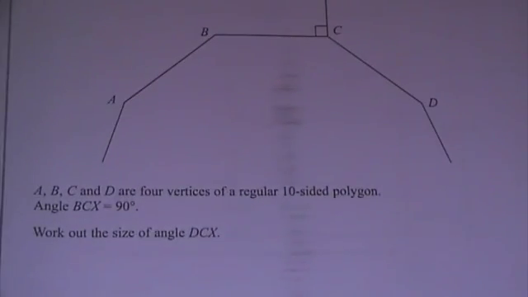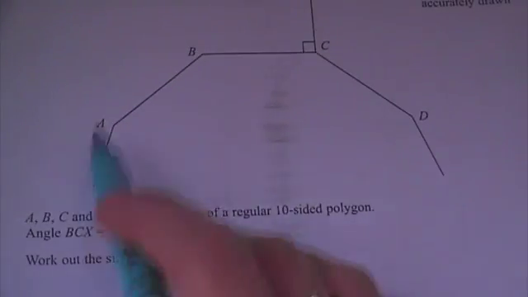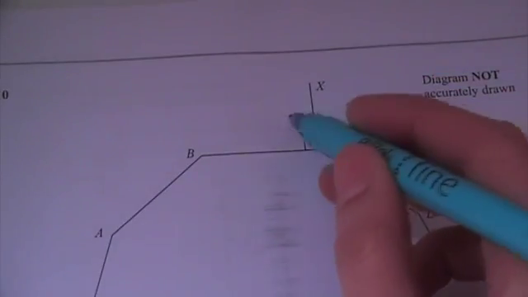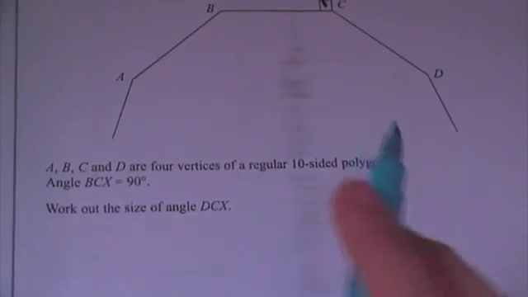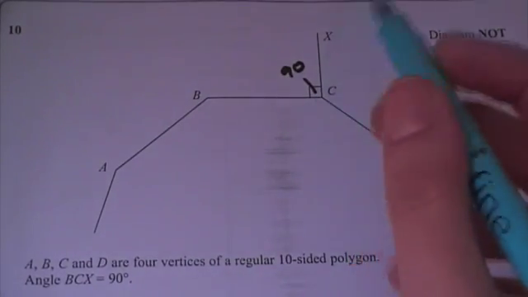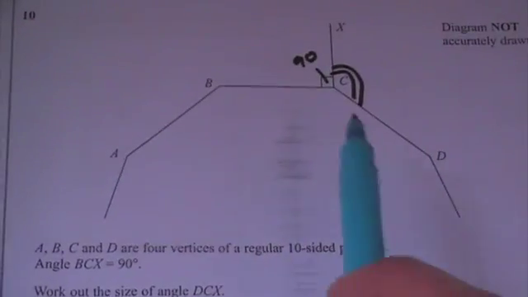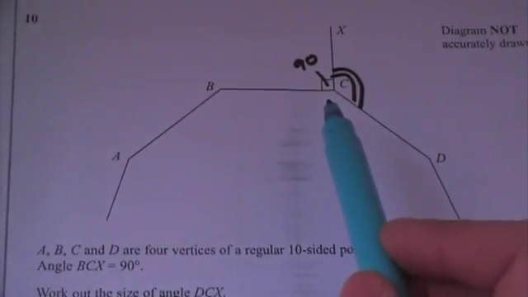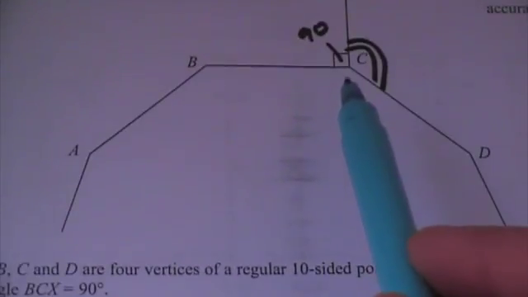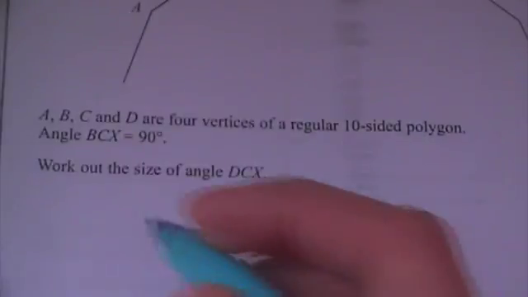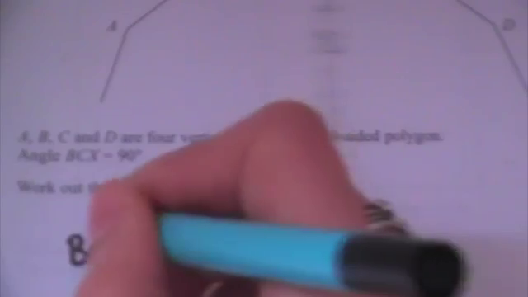Question 10. A, B, C and D are 4 vertices of a regular 10-sided polygon. Angle BCX is 90 degrees. Work out the size of angle DCX. So they want this angle here. In order to do that, I'm first going to work out this middle angle, the interior angle, which is angle BCD.